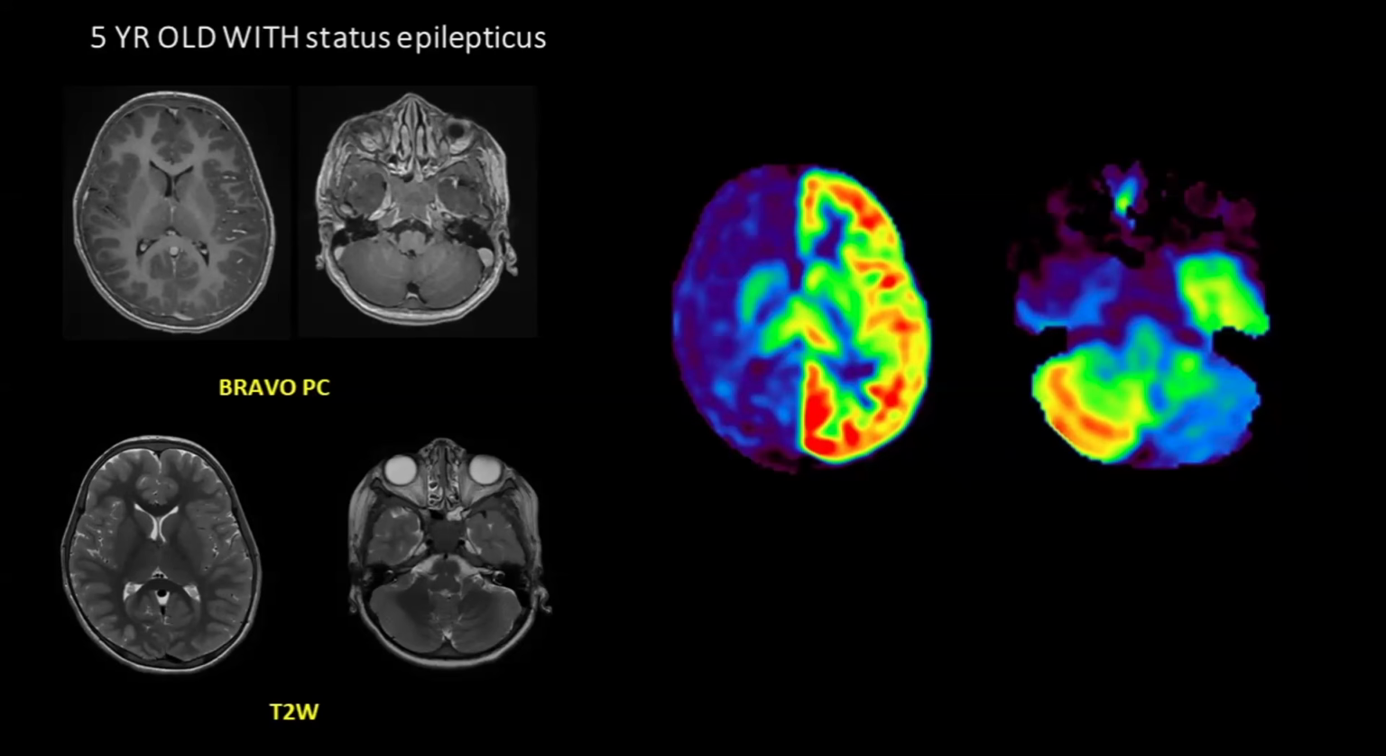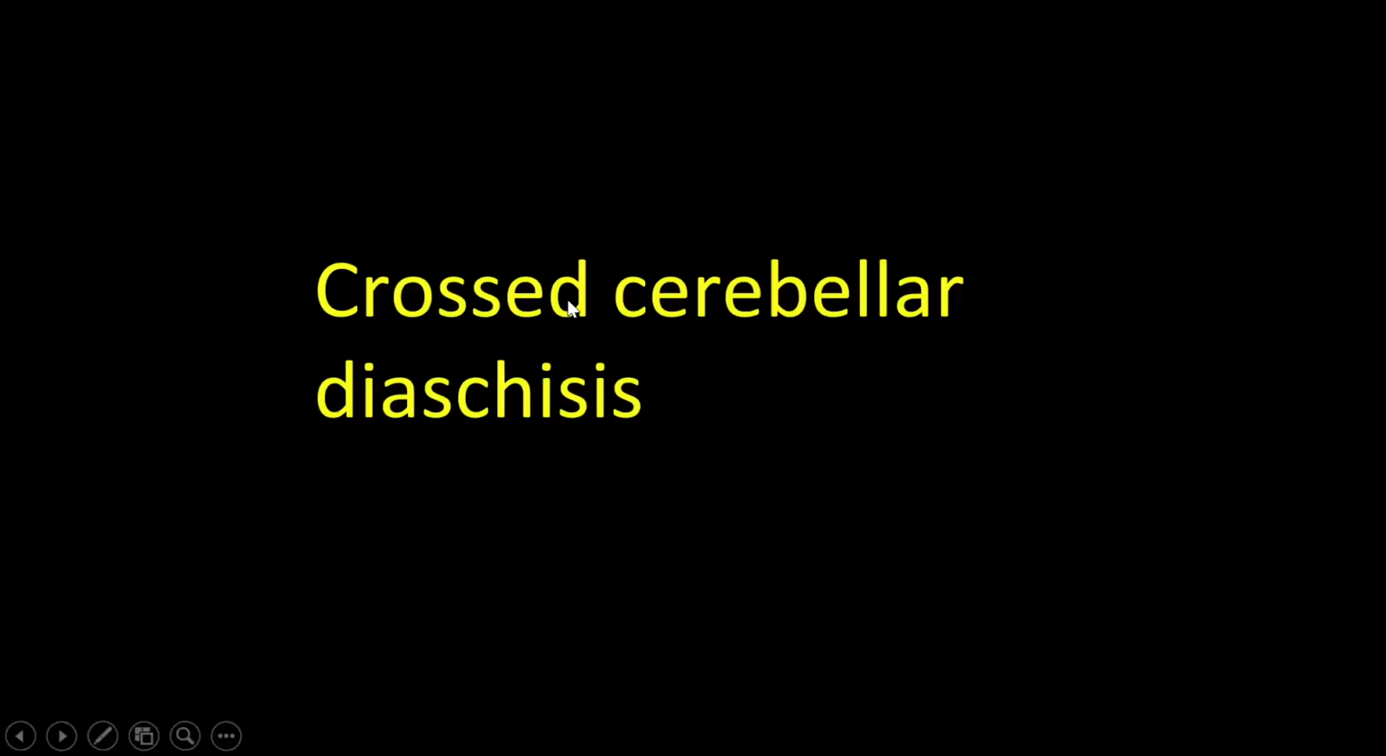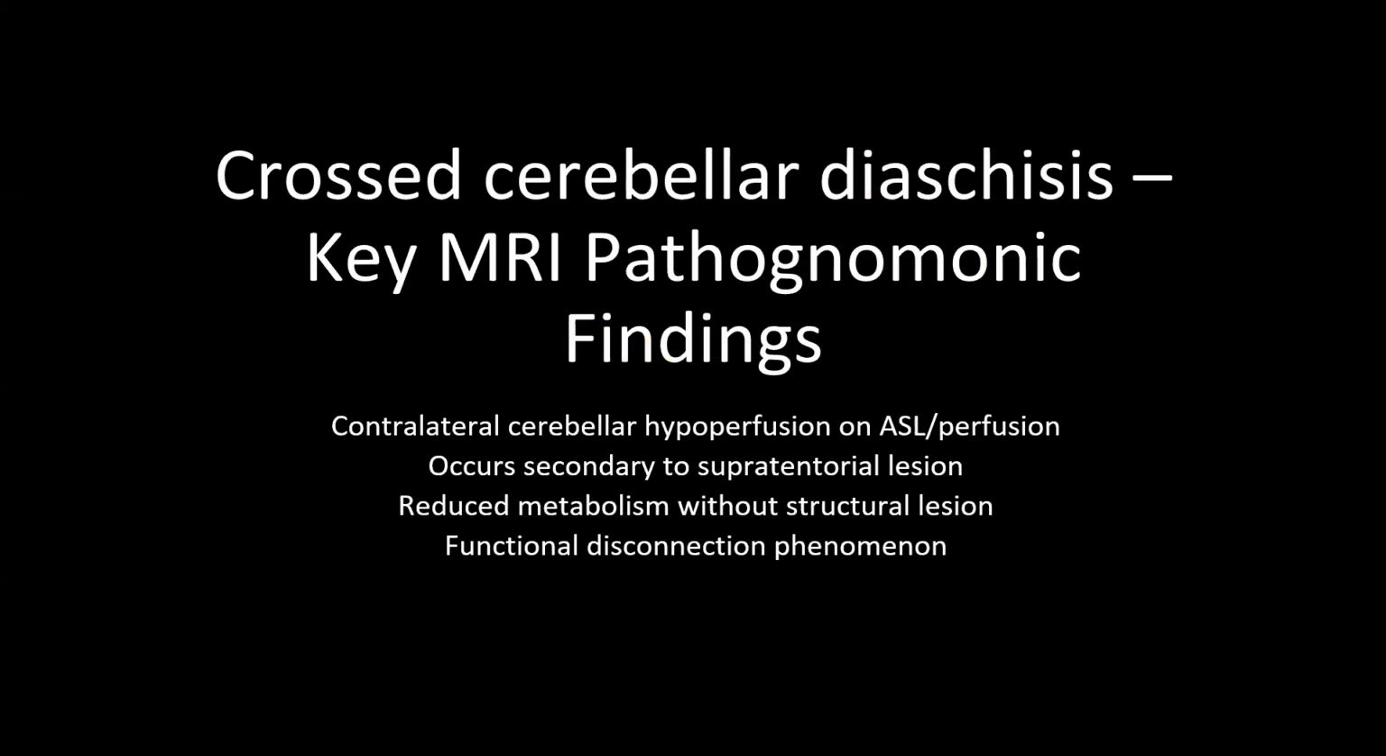So here what we see interestingly is that half of the cerebral hemisphere is hypoperfused, that is on the right, and the left cerebellar hemisphere is hypoperfused. So this is a phenomenon called crossed cerebellar diaschisis, which is contralateral cerebellar hypoperfusion on ASL occurring secondary to a supratentorial lesion. It is an after effect and not the cause of anything like seizure.